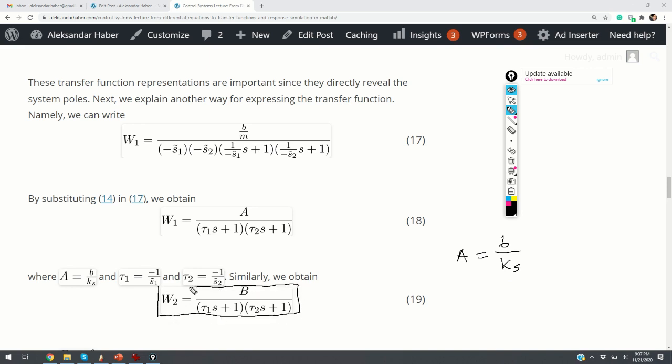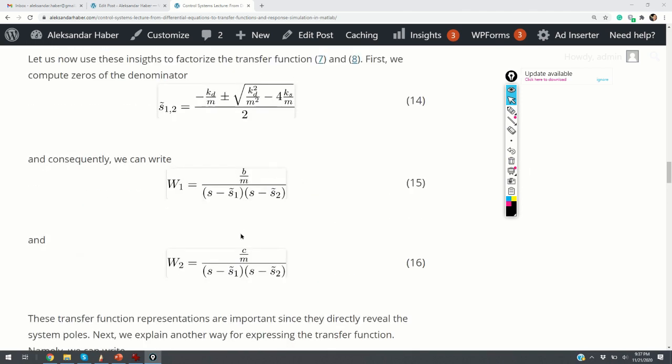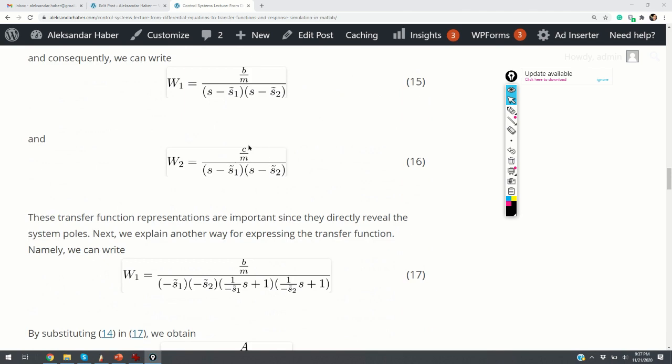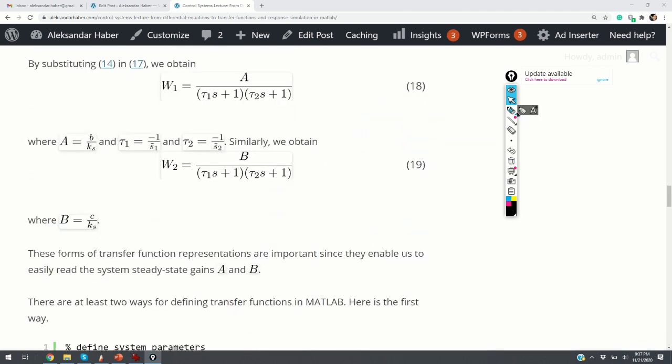Similarly, you can use the same trick to represent the w2 function into the form that looks like this. In this case, b will be equal to the original term in the numerator of the expression. Let's see what that was. This was basically c over m, right? Here is the term. It should be c over m. So in our case, b should be equal to c over m divided by minus s1 tilde multiplied by minus s2 tilde. And after some massaging and a few transformations, you can obtain that b is equal to c over ks.